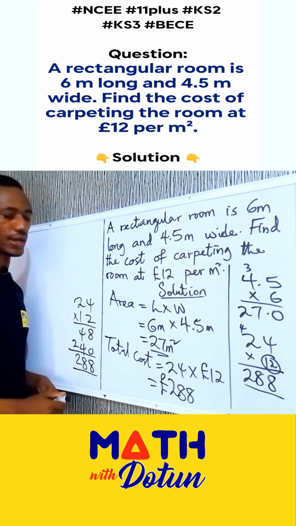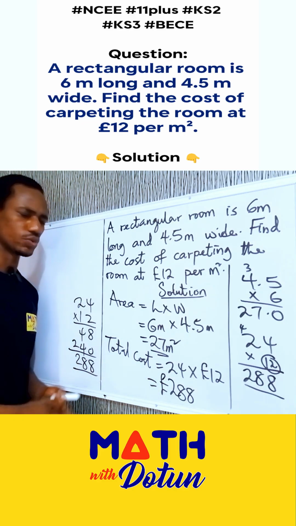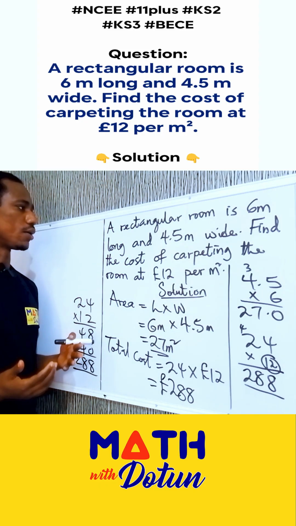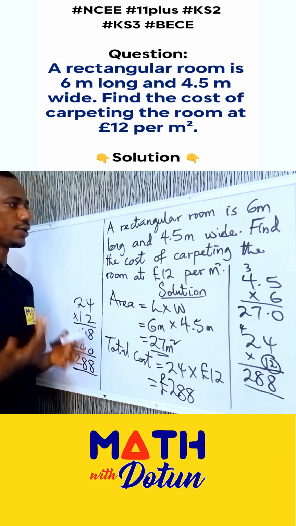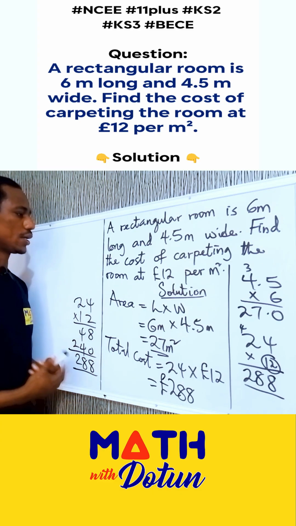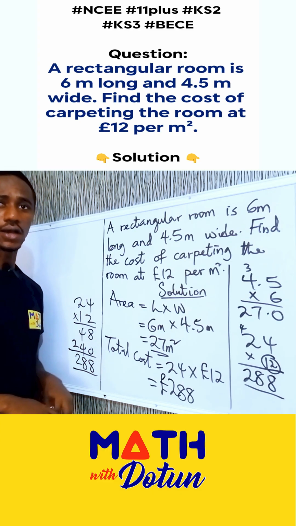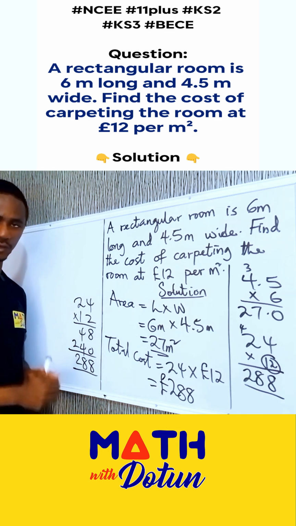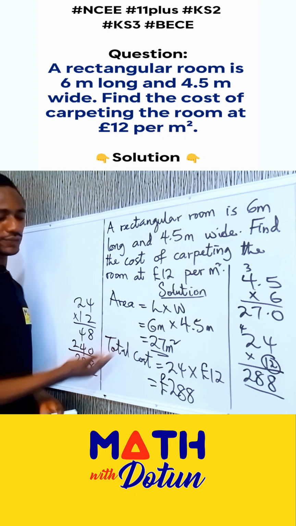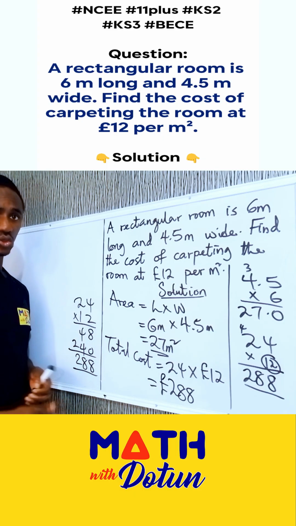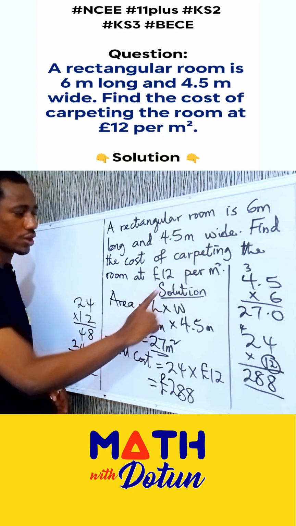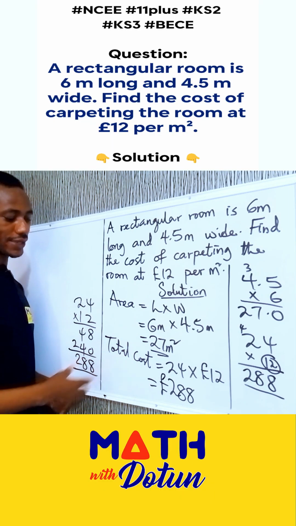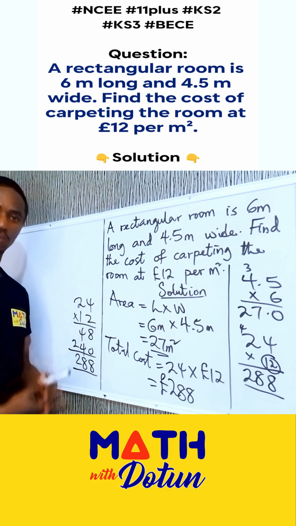288 pounds. All right, so let's go over it. What did we do? We're presented with a rectangular room that is 6 meters by 4.5 meters, and we have to find the cost of carpeting the room at £12 per meter squared. First we calculated the area, and that gave us 27 meters squared. For each meter squared, we're going to spend £12, so we multiply 27 by 12, and that gave us £288.